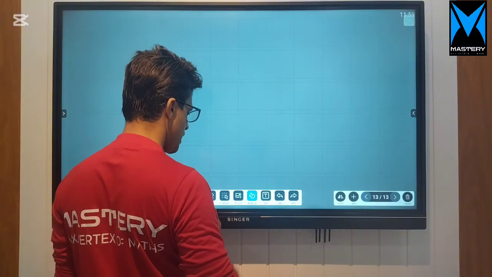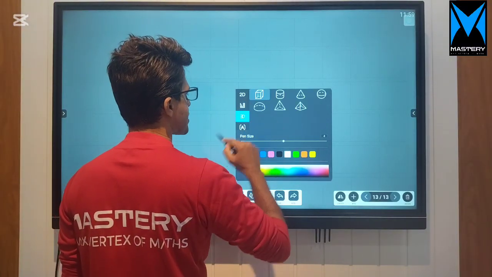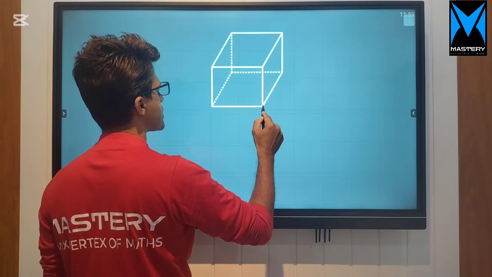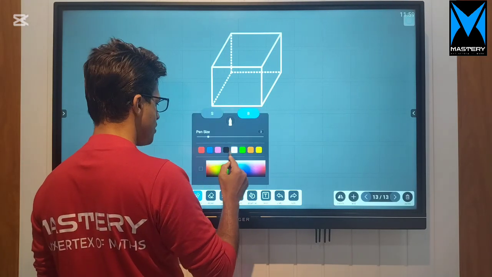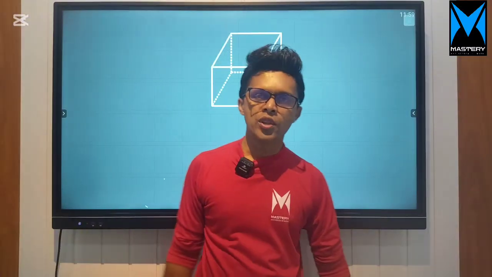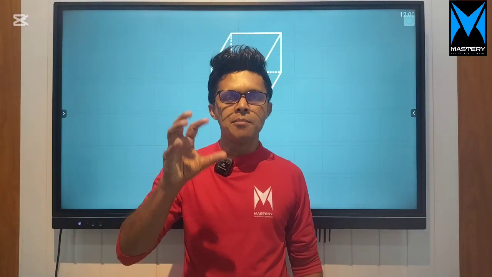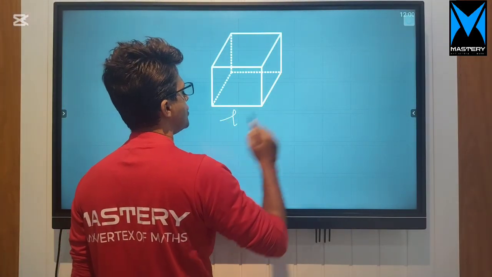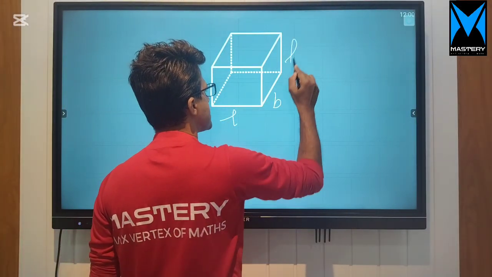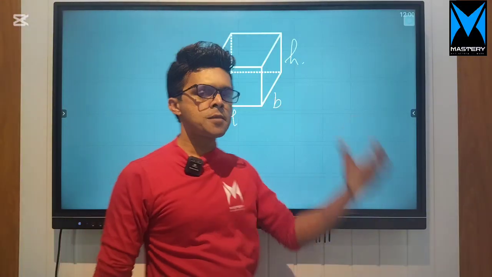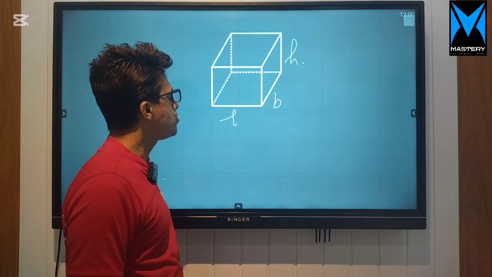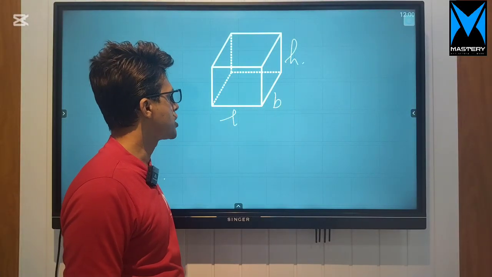Here is a cube. This type of one is a cube. To get the volume of a cube, generally you need to multiply the length, breadth, and height of the given cube. This is length, this is breadth, this is height. You multiply these values to get the volume of this solid, this cube.